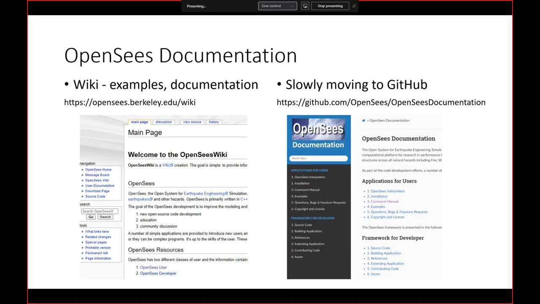But after that, the OpenSees wiki was created. It's still a good resource for examples and documentation. And Frank is slowly moving documentation over to GitHub. It's OpenSees/OpenSees documentation, so a separate repo from the source code, but within the same organization. So you'll want to be on the lookout for that. There is documentation out there. Not everything is documented, but it's there.